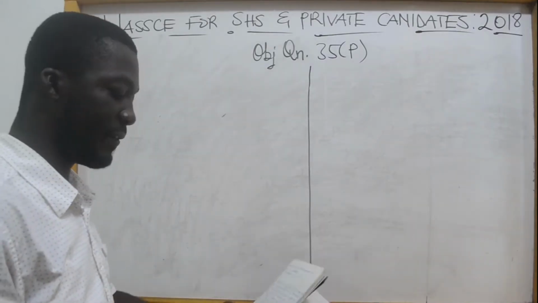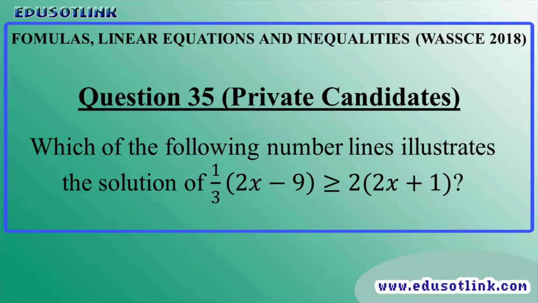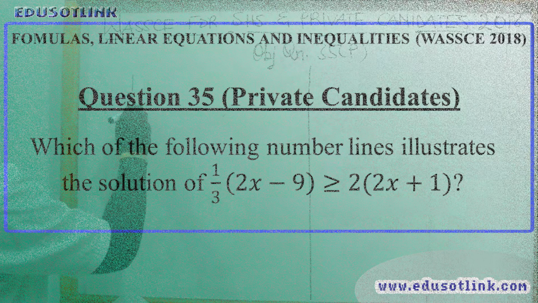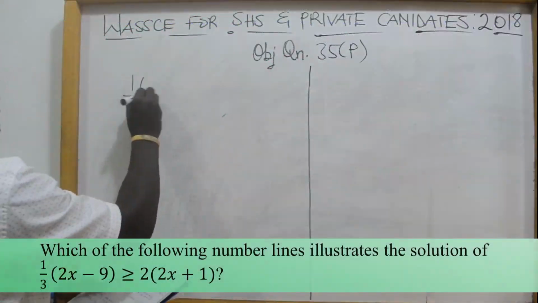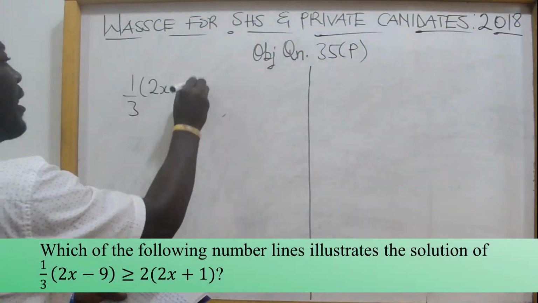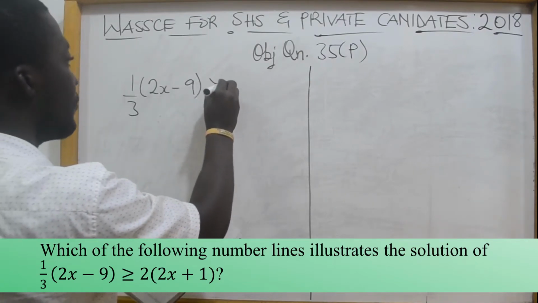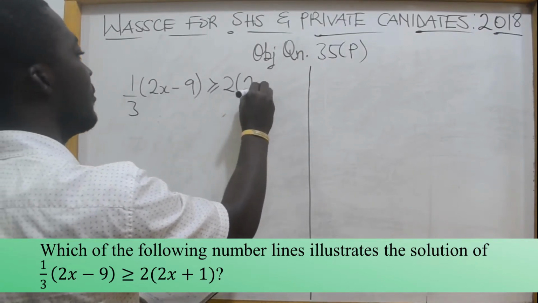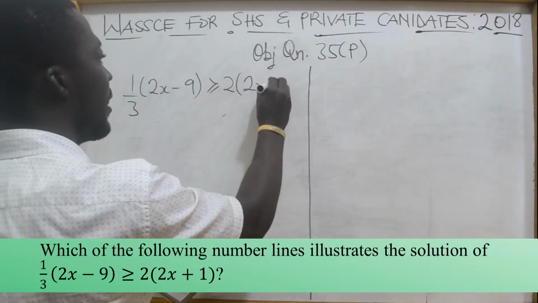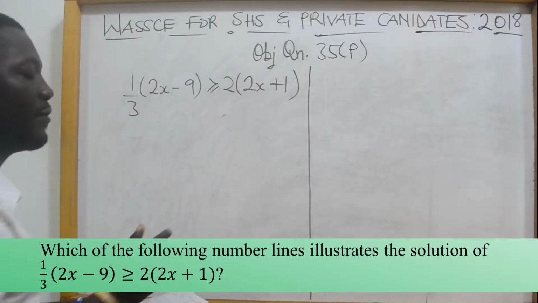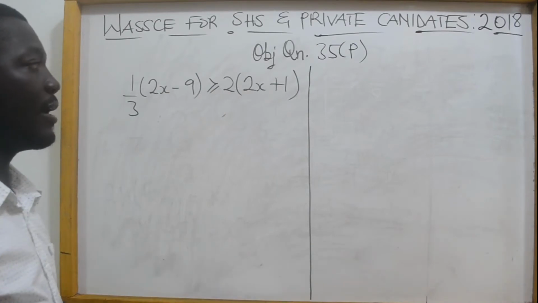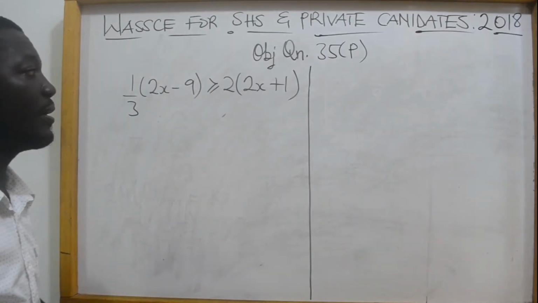Objective question 35 for private candidates. It reads, which of the following number lines illustrates the solution of 1/3 (2x - 9) ≥ 2(2x + 1). So first of all, we find the inequality and we compare with the number lines.